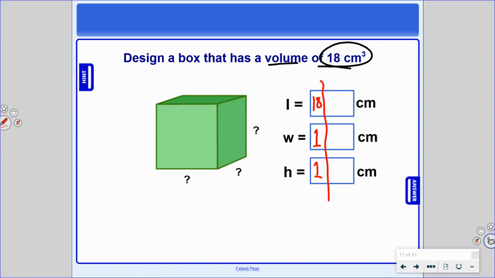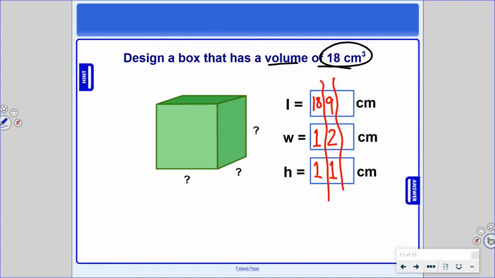What if instead of 18, this said 9? Well, you could have 9 by 2 by 1, or 9 by 1 by 2. But technically, that's kind of the same box. It's just a rotated box. So how about other numbers that'll go into 18? I'm going to stick to whole numbers. Obviously, you could do a lot of decimals as well.